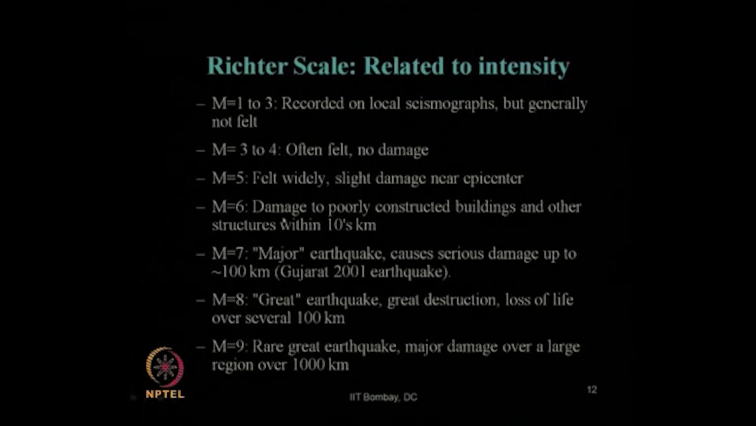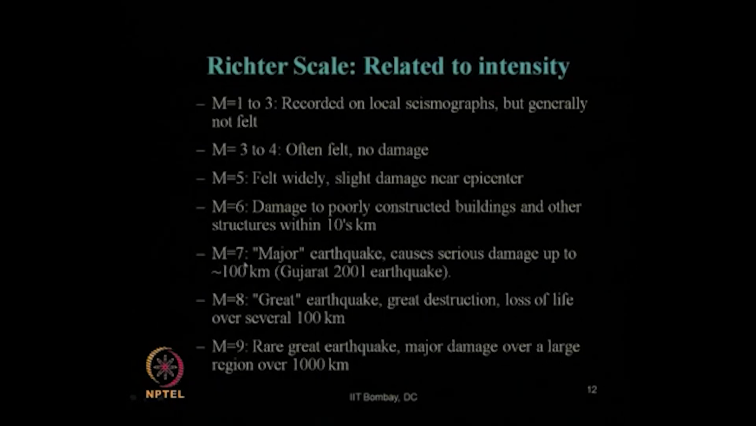Magnitude 6 means damage to poorly constructed buildings, non-engineered buildings which are not constructed properly, or other structures within some tens of kilometers, say 10, 20, 30 kilometers, in the units of 10, not going to hundreds of kilometers. That is what it means.